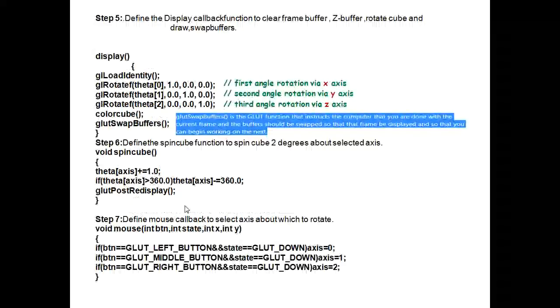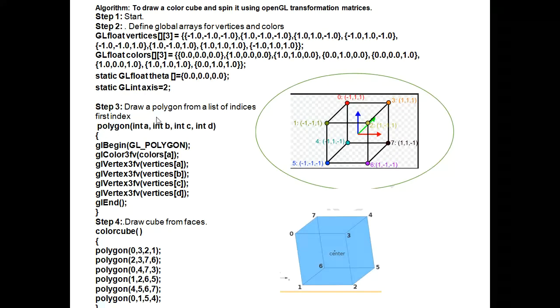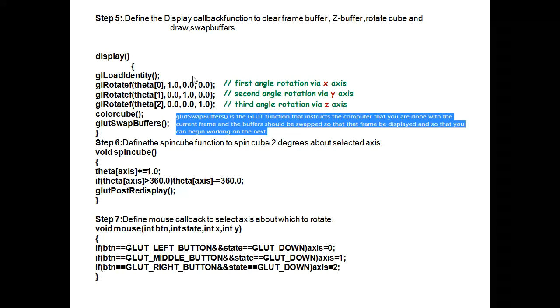We can observe here there is a display function. glLoadIdentity is loading the identity matrix, and glRotatef, rotate float. Here you can observe theta of 0. This particular theta array is initialized with 0, 0, 0, three elements. And once the display is called, you can observe load identity matrix, rotatef, and rotate the theta of 1. Initially, theta of 0, theta of 1, and theta of 2 are all 0.